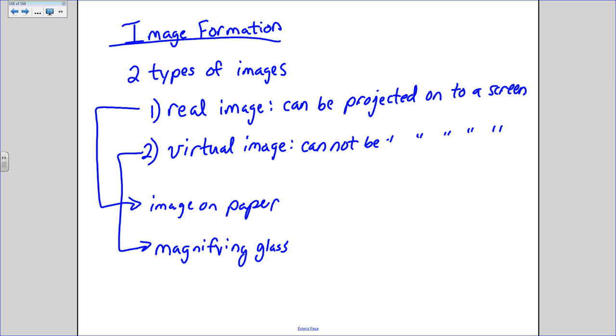We're going to look at how to trace light rays as they go through a lens, and then we'll also do that with mirrors. And then we'll also use the lens equation. Both of them are fairly straightforward. There are just a few simple rules that you'll need to follow. Let's do the ray tracing first.